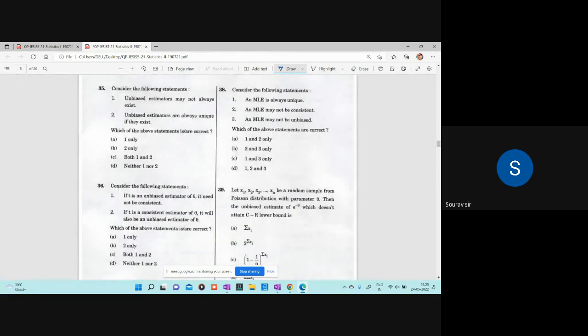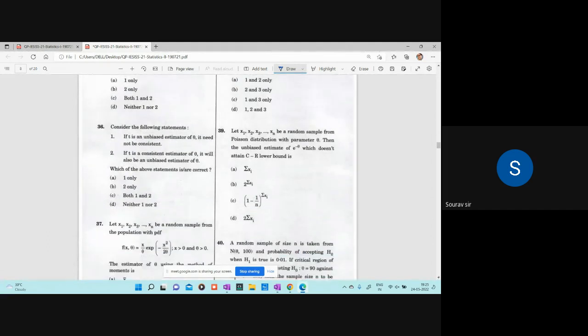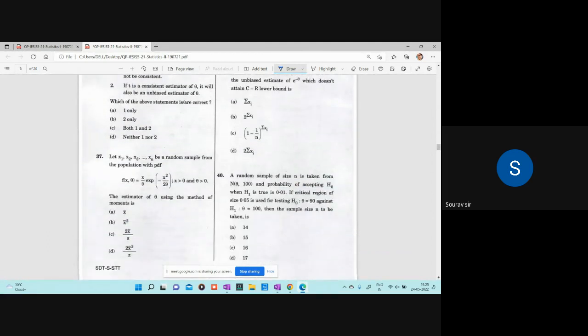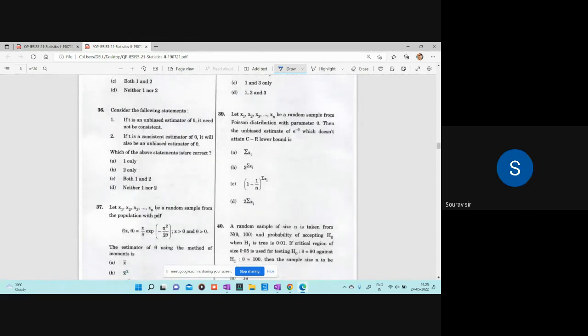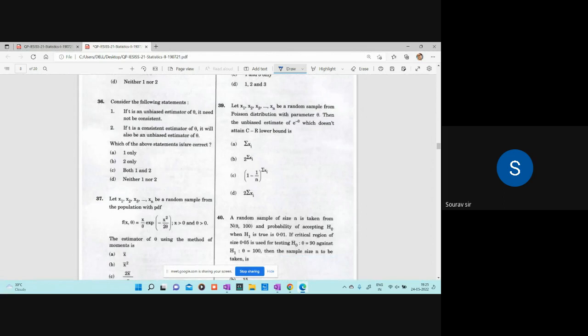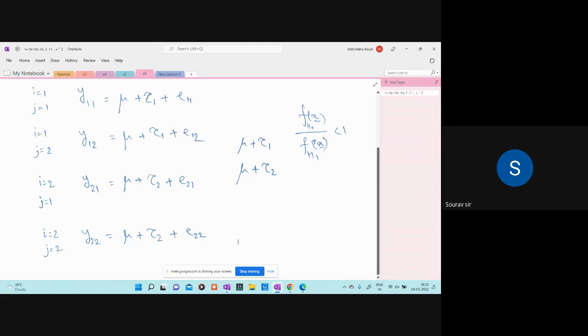Next, let us do question 39. CRLB. Let x1, x2, ..., xn be a random sample from Poisson distribution with parameter theta. Let the unbiased estimator of e to the power minus theta, which doesn't attain the CRLB lower bound, be what are the options? Okay, so scroll down a little bit.